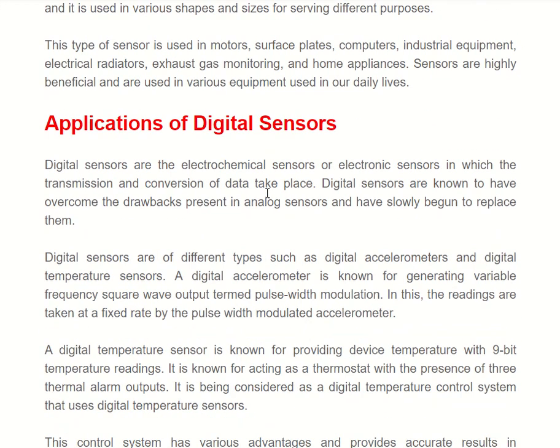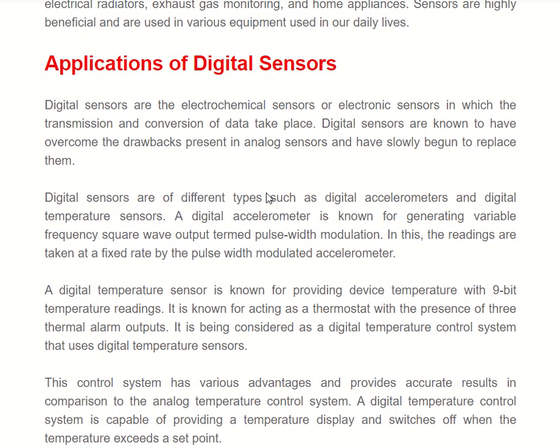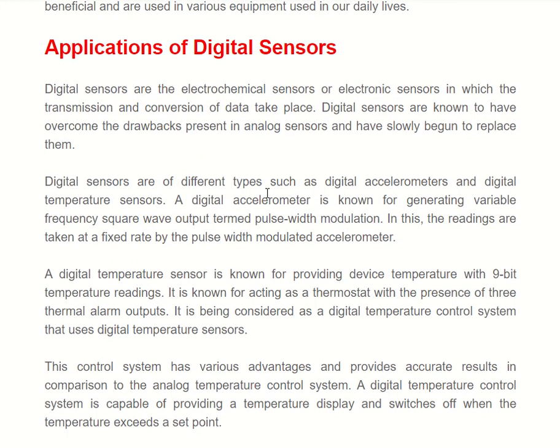Now about digital sensors and their applications. So digital sensors are electrochemical sensors or electronic sensors in which the transmission and conversion of data takes place. And digital sensors are known to have overcome the drawbacks present in analog sensors and have slowly begun to replace them these days.